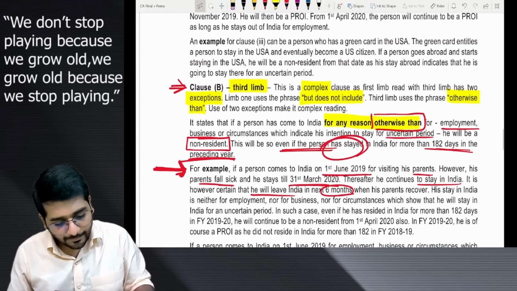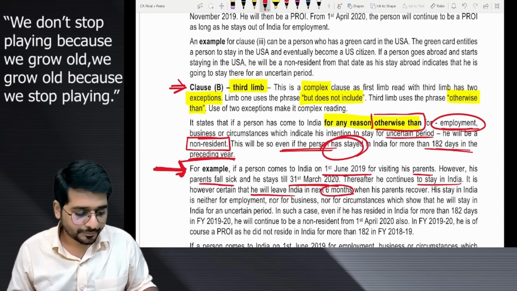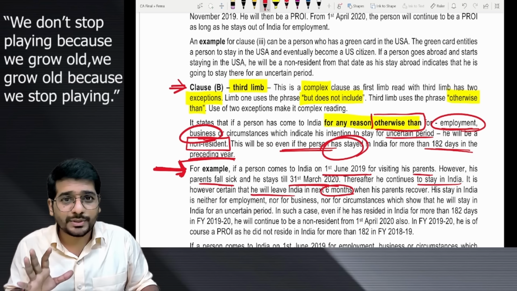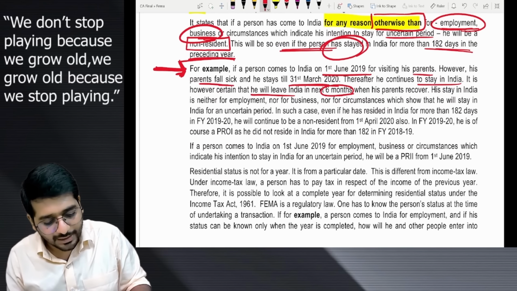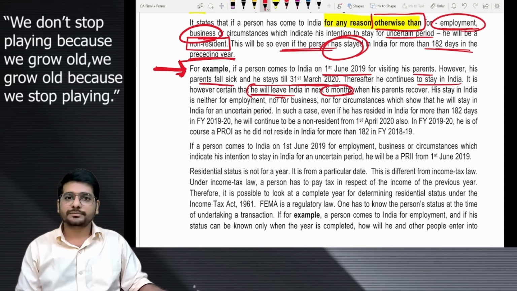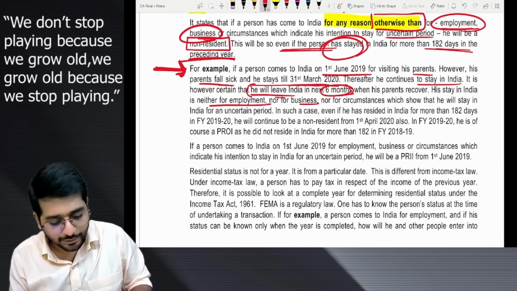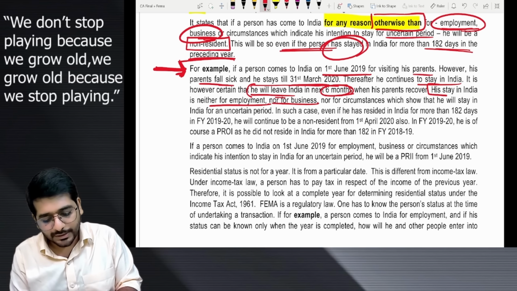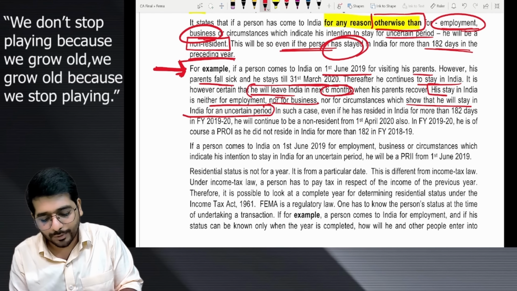So here, sir, exception. Is it for employment in India? No, sir. Then business purpose? No, sir. Is there any circumstance which proves that he is going to stay for an uncertain period? No, sir. In the question they have given, he will leave India within 6 months. Very smart. His stay in India is neither for employment nor for business, nor is there anything which will show that it is for an uncertain period. This portion they deleted from your RTP.